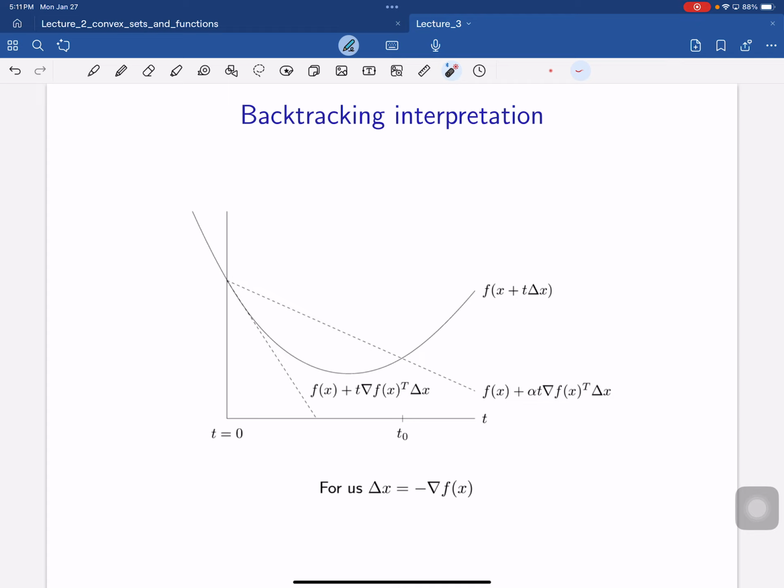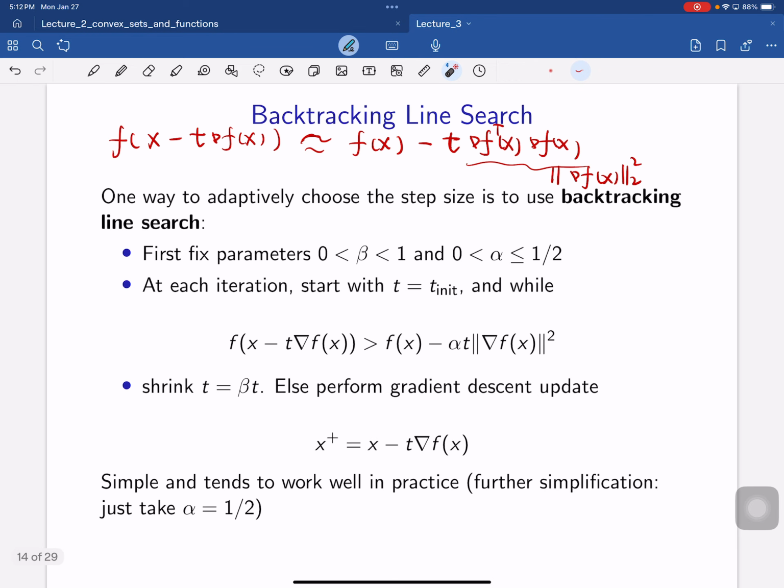Why is alpha between 0 and 0.5? Yeah, 0.5 is a heuristic they use. You can pick a bigger number, as long as it's not 1. If you pick 1, it may not be achieved. People have found in practice that you pick some number between 0 and 0.5. The decrease with 0.5 can always be achieved if t is small enough.